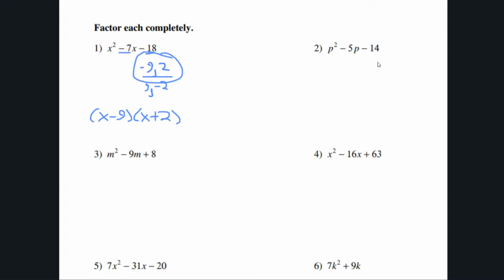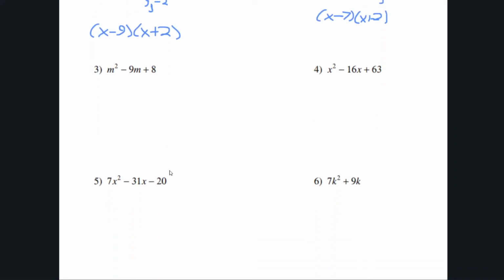p squared minus 5p minus 14. 14 is 7 times 2, or negative 7 times 2, or it can be negative 2 times 7. Since we have a negative 5, we know it's going to be negative 7 plus 2. And similar to question 1, it's going to be x minus 7, x plus 2. The real trick to quadratics is just knowing what factors you're looking for, and then knowing the middle value, and then which of those factors sum to that value. I find these pretty fun to do because it's fairly simple, as long as you don't have an a value like you see in question 5. Then it gets a little bit more complicated.